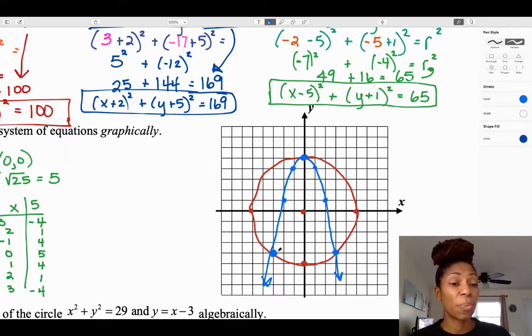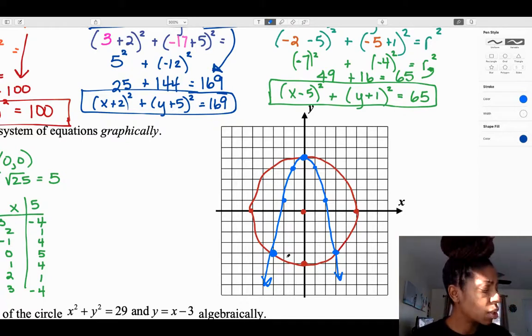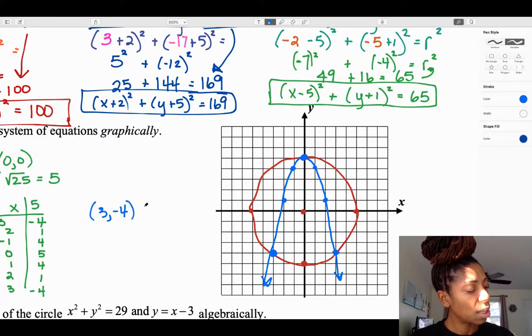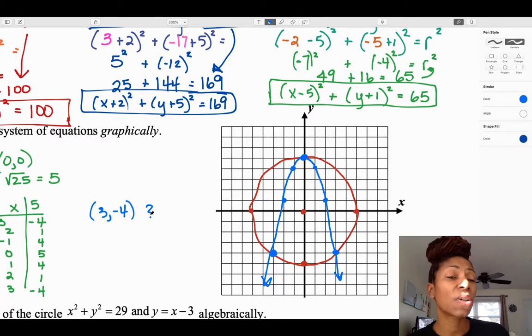I need to know because if it is, that means it's a solution. And if it's not a solution, I don't want to get this wrong. So how do I check to see if the coordinate 3, -4 is a solution to the circle?